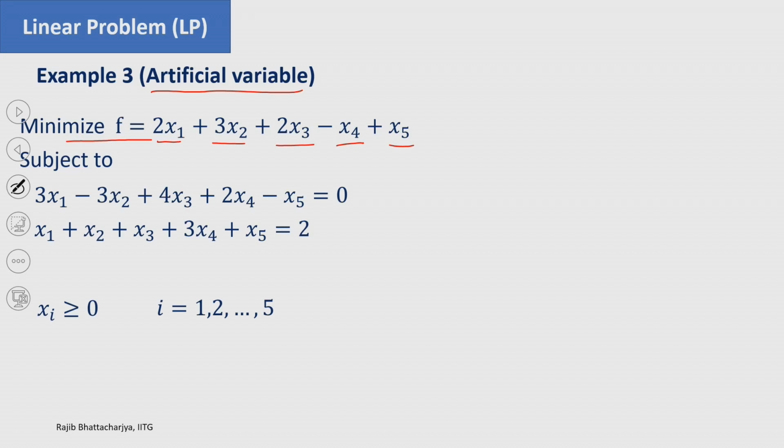The constraints are 3 x 1 minus 3 x 2 plus 4 x 3 plus twice x 4 minus x 5 equal to 0. And the second one is x 1 plus x 2 plus x 3 plus thrice x 4 plus x 5 equal to 2. So, in this particular problem the constraints are equality type constraints, and all x i should be greater than or equal to 0, i equal to 1 to 5.